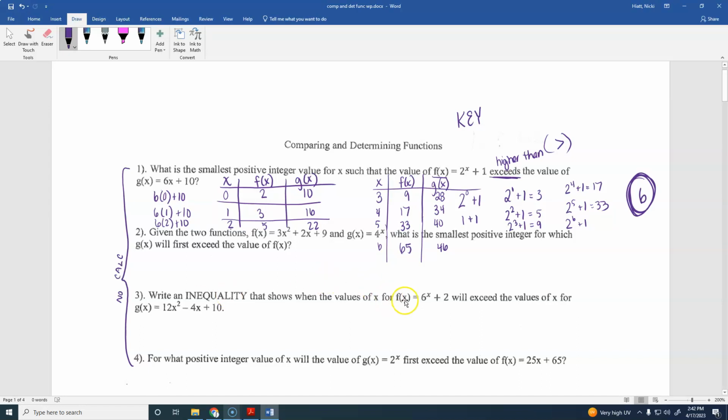So we're wanting to know when f exceeds g. Exceeds, we just said, that means higher than or greater than, right? So this is just wanting you to write the inequality. You're not solving it. So if we take f, which is 6 to the x plus 2, we would say it's greater than 12x squared minus 4x plus 10. And we don't know how to solve that. In fact, I don't know how to solve that without a calculator anyway. So it's not really asking you to solve it. It's just to set it up.